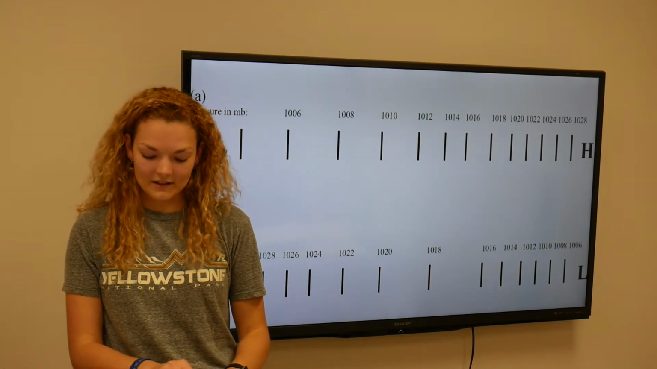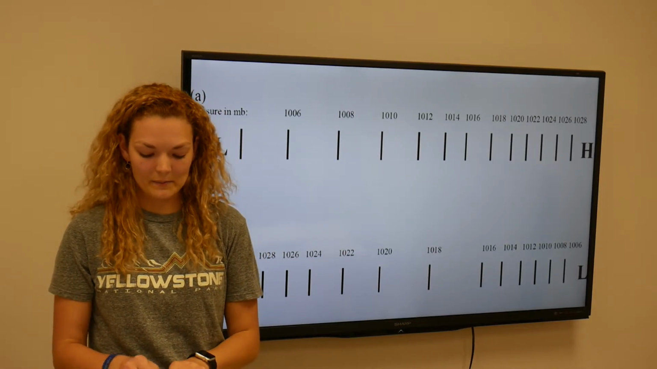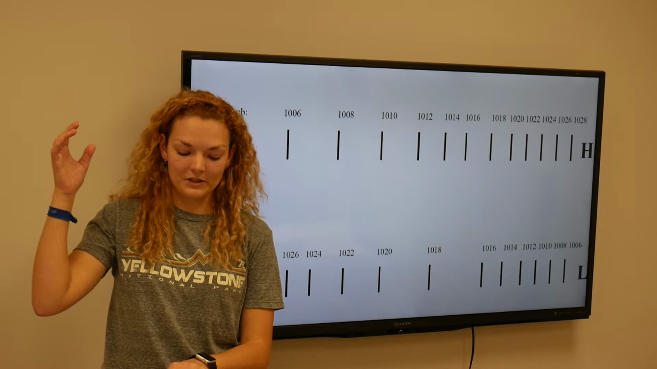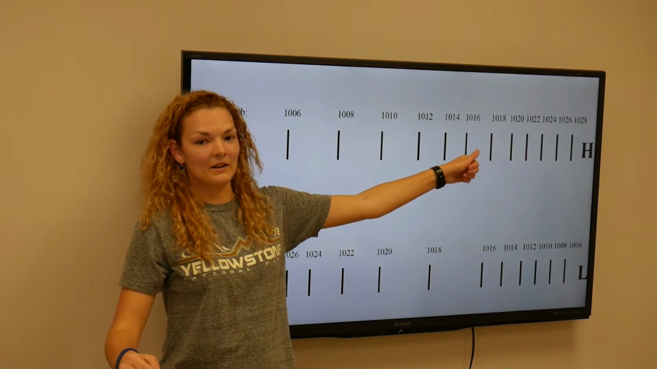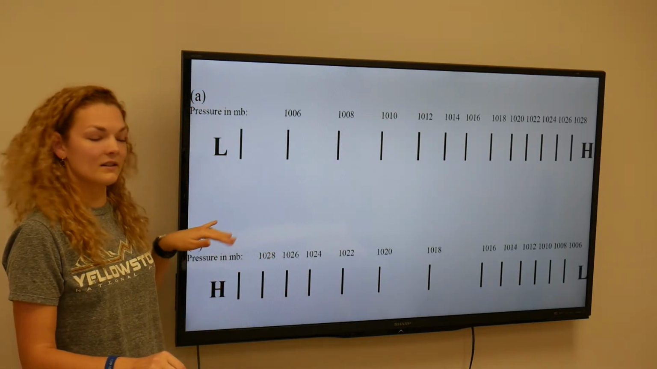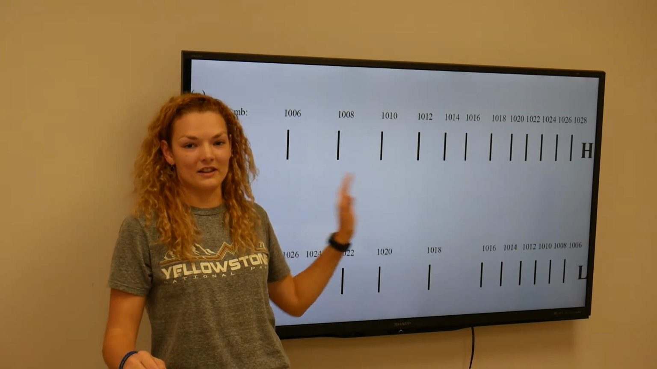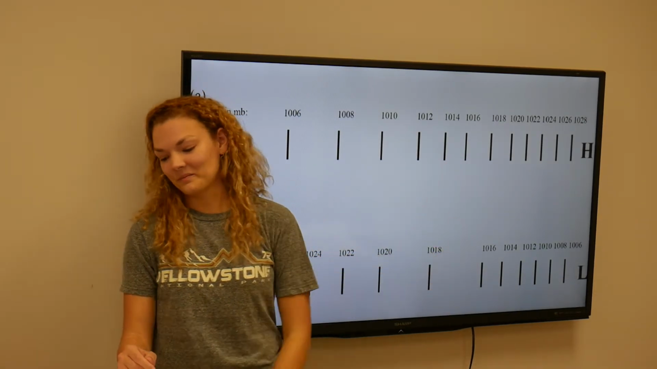Another thing to remember is that the pressure gradient force causes winds to move from high pressure to low. So the wind always moves from high and goes towards low pressure. Always remember, wind goes from high to low pressure. That's the direction of your wind, always flowing from high to low pressure.